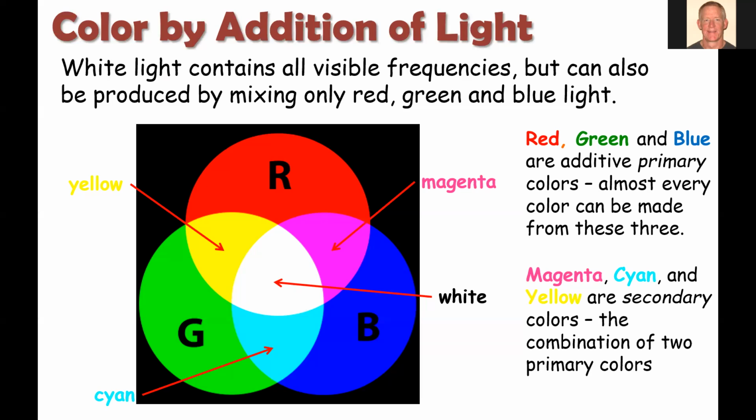So let's look at this little diagram here. Green and red produce yellow. Red and blue produce magenta, and green and blue produce cyan.